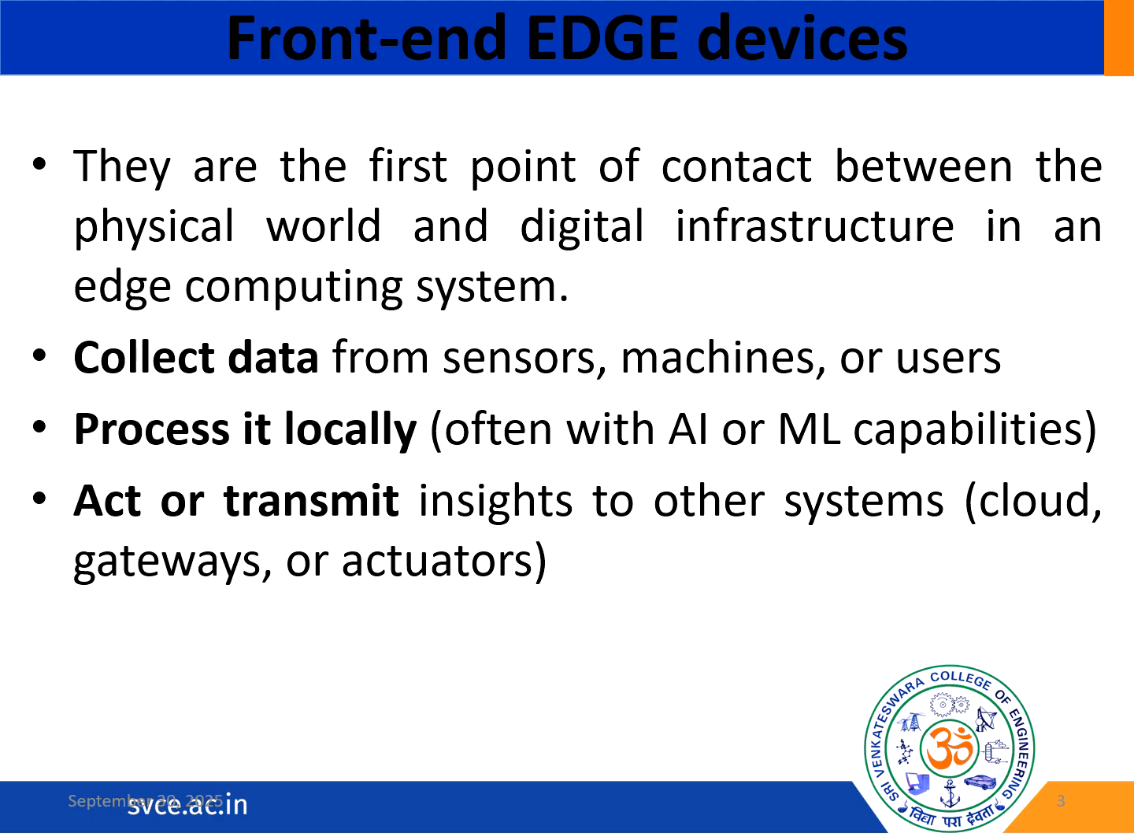So the thing is, these systems collect data from the sensors, machines, or other users, and it processes all the information locally. So this can be done via artificial intelligence and machine learning capabilities. So when you consider these types of systems, it can act or transmit insights to other systems by using cloud gateways or other actuators. So when you consider front-end edge devices, it usually refers to the computing or IoT devices deployed at the edge of a network close to where data is generated rather than sending everything to a centralized cloud or data center.